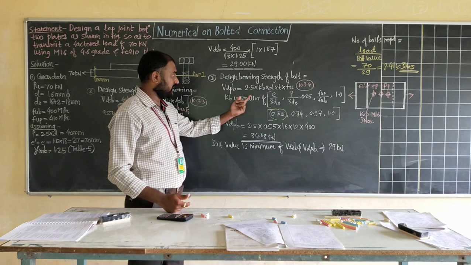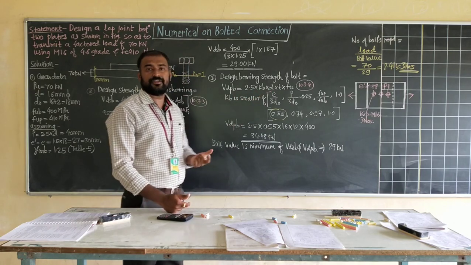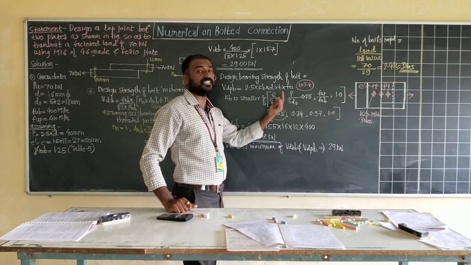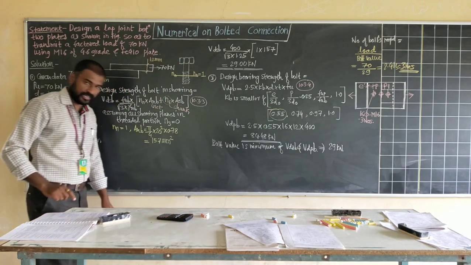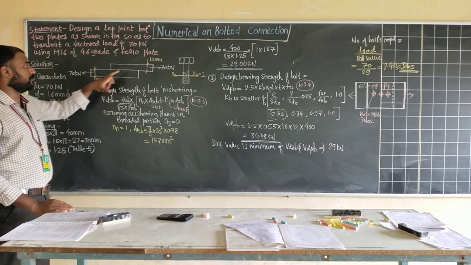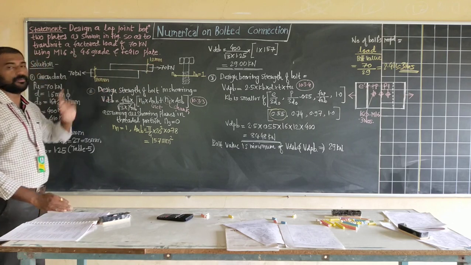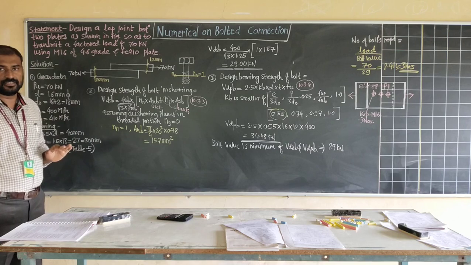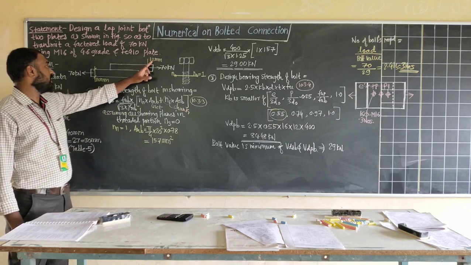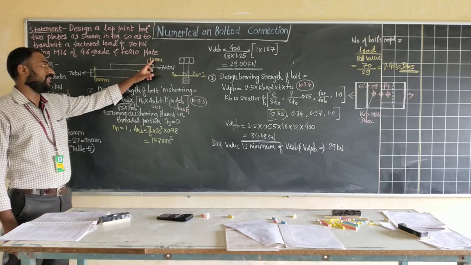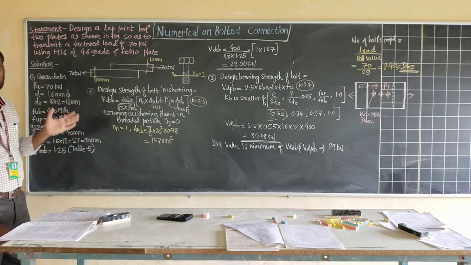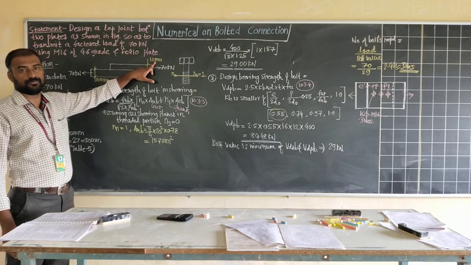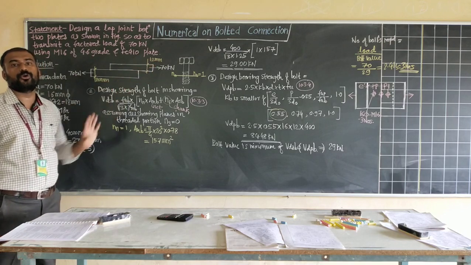Next value is D. The diameter we already know, it is equal to 16 mm. Next part is regarding the thickness. In the given data 2 different thicknesses are mentioned, 12 mm and 20 mm. Initially you need to consider the thickness of the thinner plate. The thinner plate here is 12 mm compared with 20 mm. Initially the 12 mm plate is going to fail. Therefore you consider the T value as 12 mm. So always the least value you have to consider.